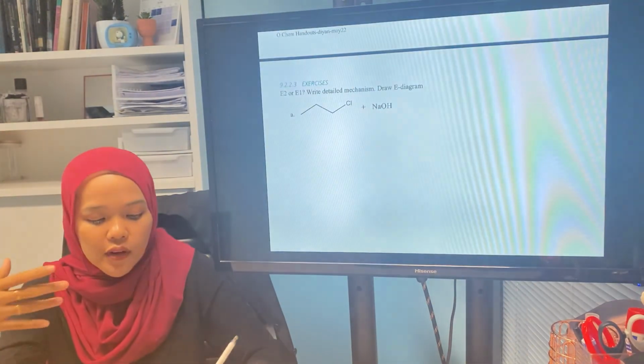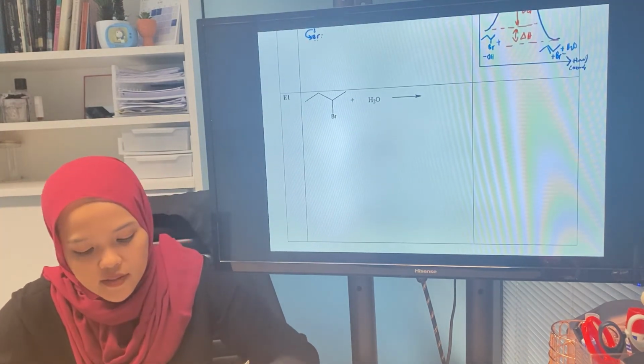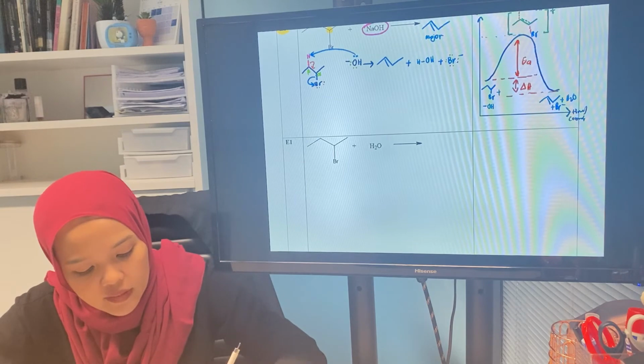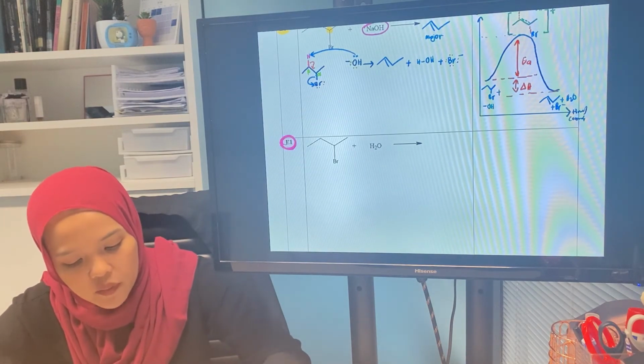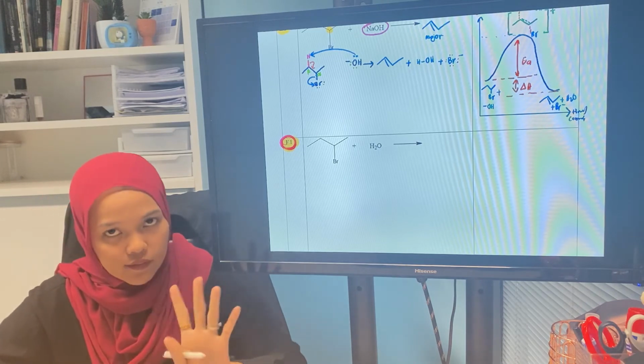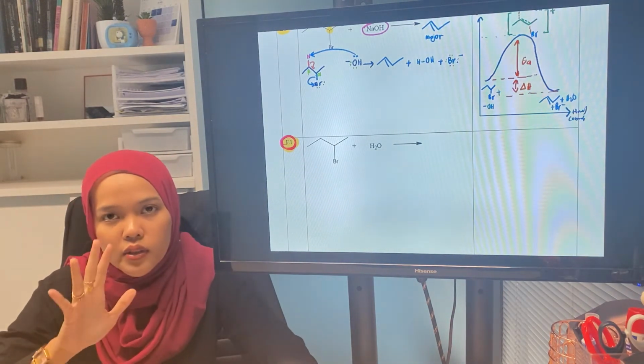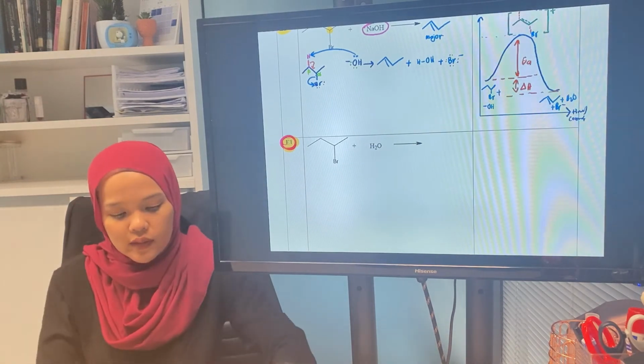But first of all, let us look at an exercise. Now you look at this one. This one is E1. We have specified it for you. As I said, in the exam we don't give it that way. We don't say this will proceed with the E1 mechanism. No, you need to predict it. Later we will look into it.